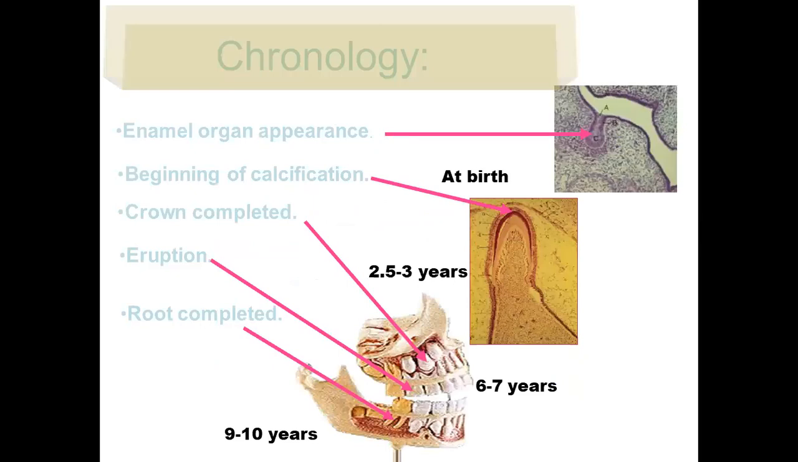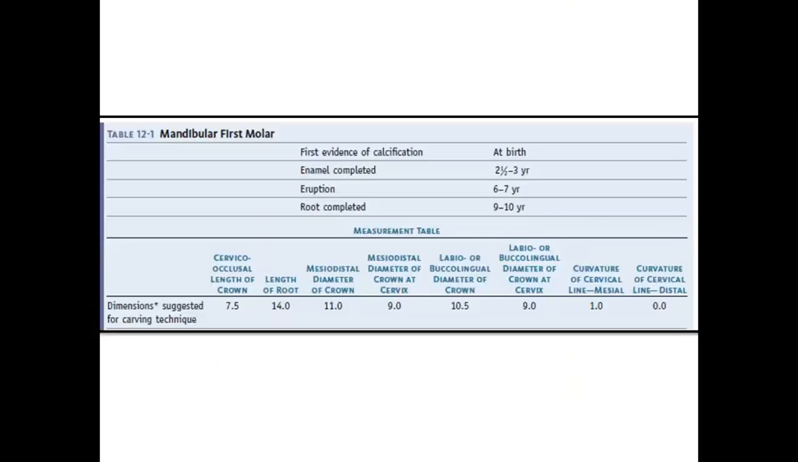So coming on to the chronology, when we talk about the mandibular first molar, the beginning of calcification takes place at birth. The crown completion takes place at 2.5 to 3 years. Eruption of the tooth takes place between 6 to 7 years and root completion at 9 to 10 years.